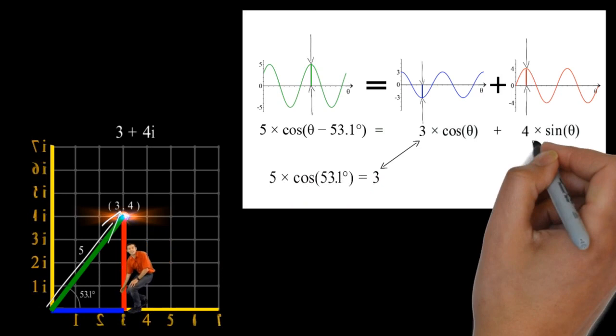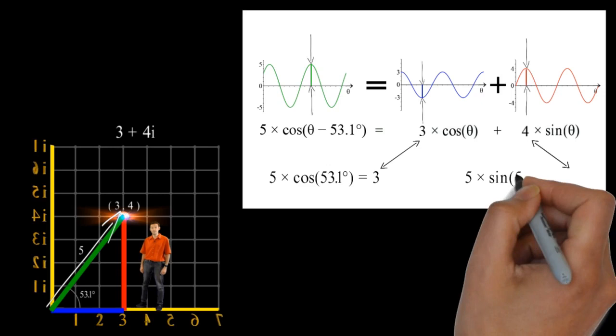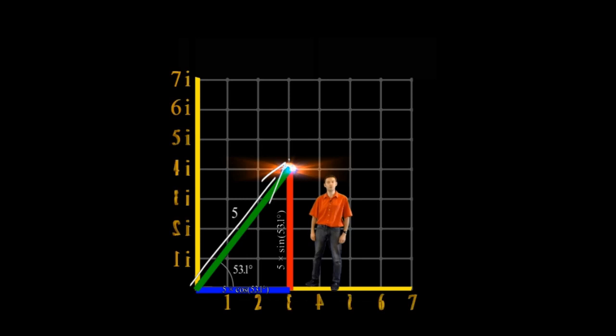Another way of calculating the length of the height of the triangle is to take the sine of the angle and multiply it by the length of the hypotenuse. 5 times the sine of 53.1 degrees equals 4. So I could describe my complex number point in another way by writing it in its polar form. 5 times the cosine of 53.1 degrees plus 5 times i times the sine of 53.1 degrees.